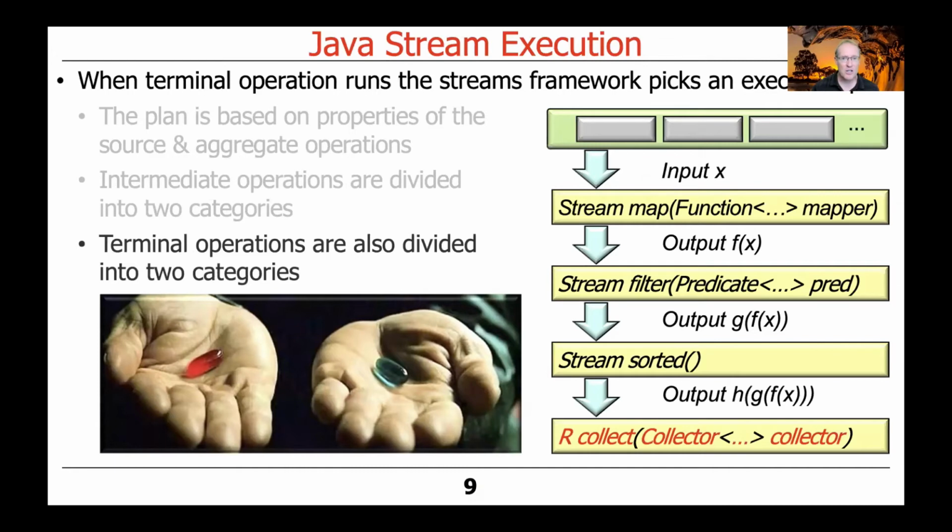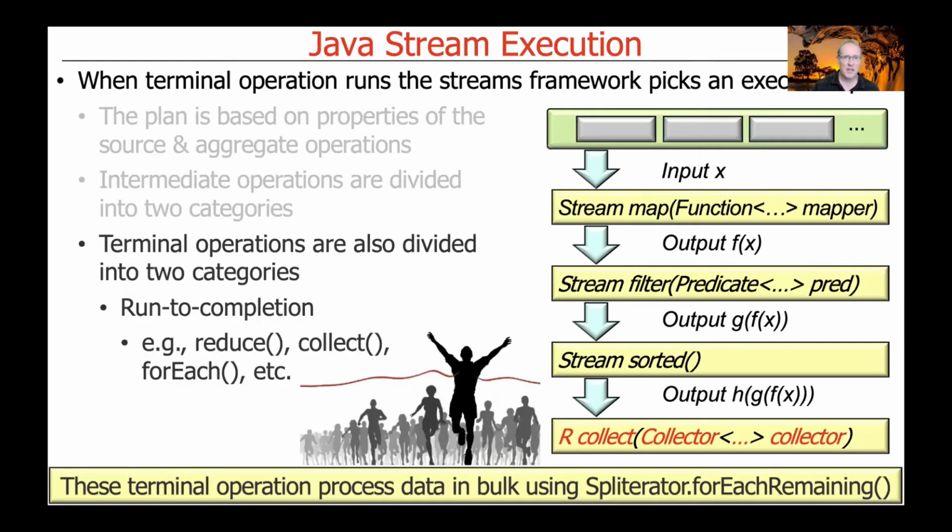Terminal operations are also divided up into two categories. There are the run to completion operations, which would include things like reduce, collect, for each, and so on. And these operations process the data in bulk using a method on the spliterator called forEachRemaining. And what forEachRemaining does, as the name sort of implies, is that for every element that's in the spliterator at that point, it'll go ahead and run some action on each element. And it's a run to completion model. So unless an exception is thrown, every element will be processed. And that is pretty much what you need for reduce, collect, and for each.